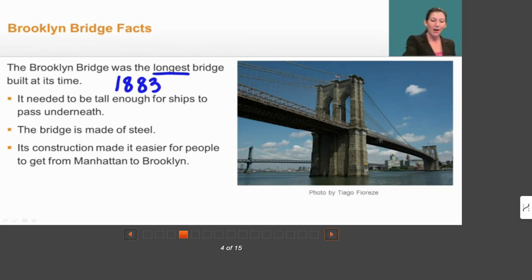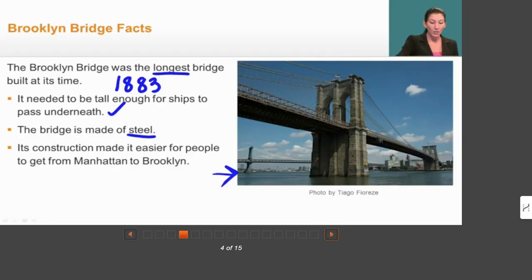Now, it needed to be tall enough for ships to pass underneath. Now, as you can see on your screen here, this is a picture of it. The waterway in which the bridge crossed was very busy, full of cargo boats coming in and out of the area. So the bridge had to be quite tall. Now, because it had to be quite tall, it had to be very strong. So the bridge was made out of steel. And during the 1800s, bridges were made out of iron. So the steel is obviously stronger than iron, and it was quite advanced for the time period.